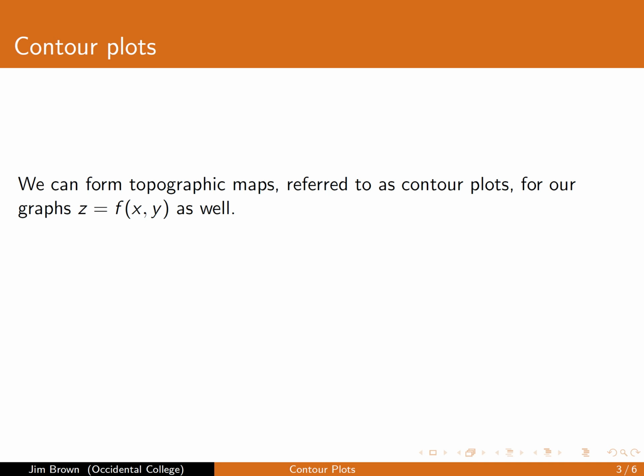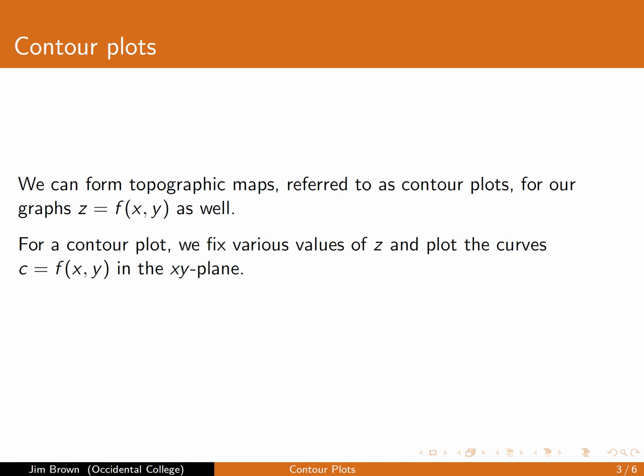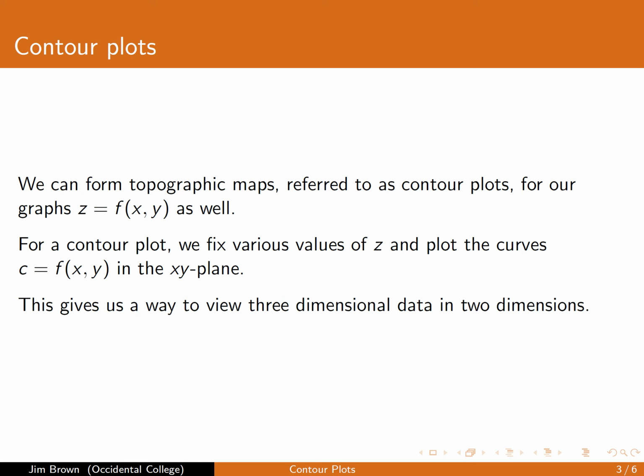We're going to refer to these not as topographic maps, but as contour plots for our function z equals f of x, y. You can do this with 3 dimensions as well, and then your contours are surfaces in 3 dimensions, but we're mostly going to stick to 2-dimensional ones. To get a contour plot, we fix various values of z and plot the curves. If we fix z to be some value c, we plot the curve c equals f of x, y in the xy plane. Then we write whatever value c we have next to the curve to indicate its value. Like I said, this gives us a way to view 3-dimensional data in 2 dimensions.